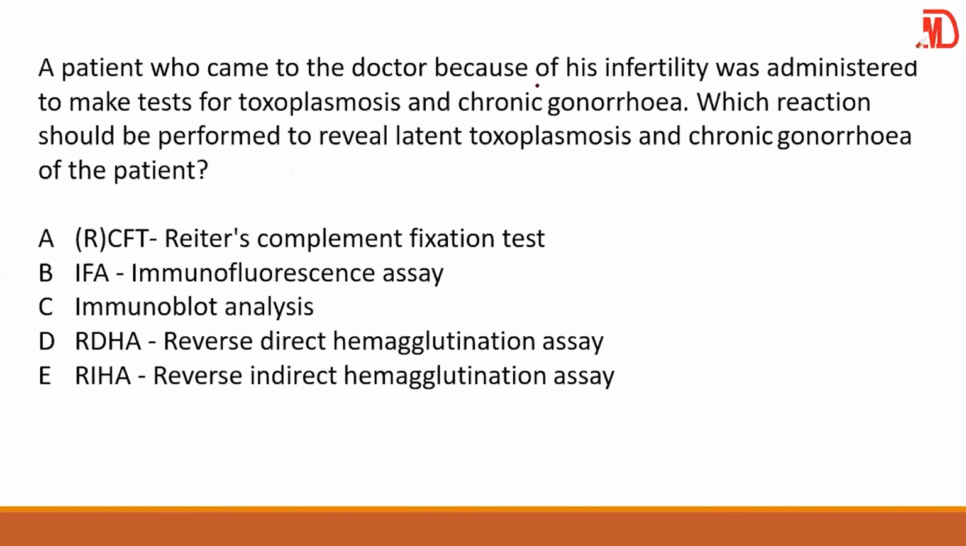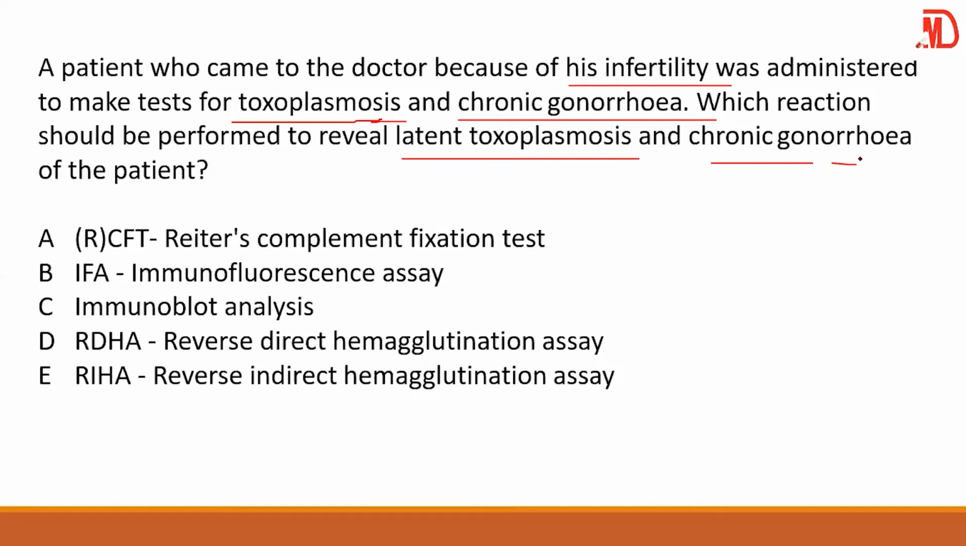We have a patient who came to the doctor because of his infertility, and was asked to take tests for toxoplasmosis and chronic gonorrhea. Which reactions should be performed to reveal latent toxoplasmosis and chronic gonorrhea of the patient? Which test should be done? Over here, you are looking at a complement fixation test. Why am I saying so?